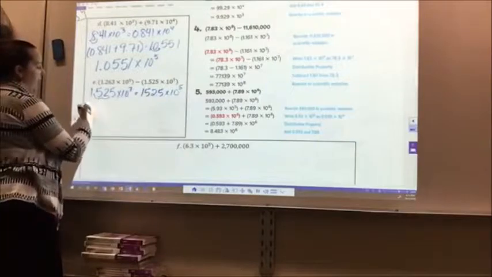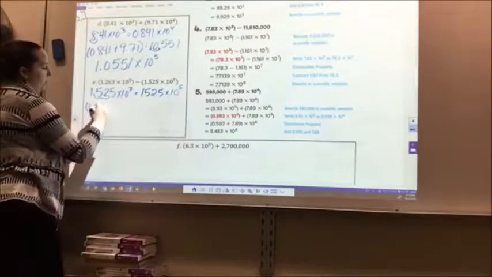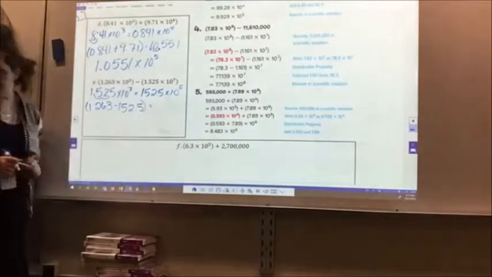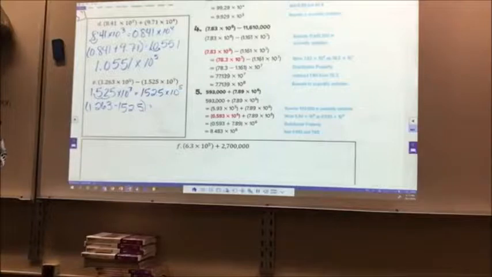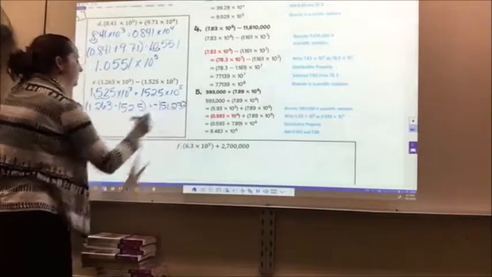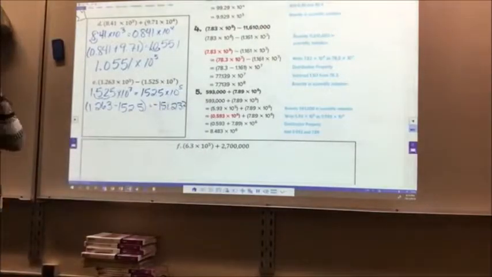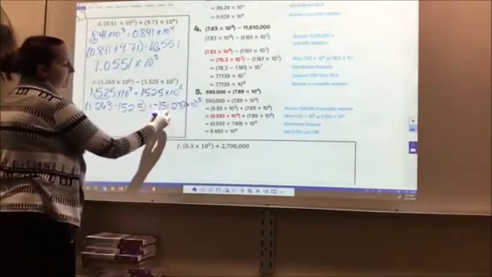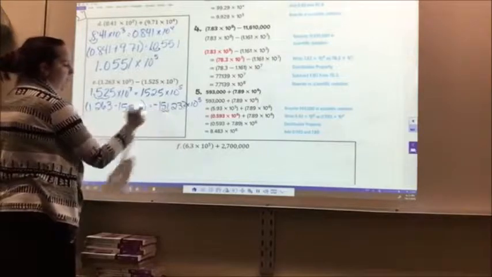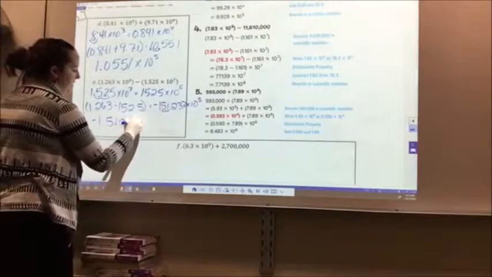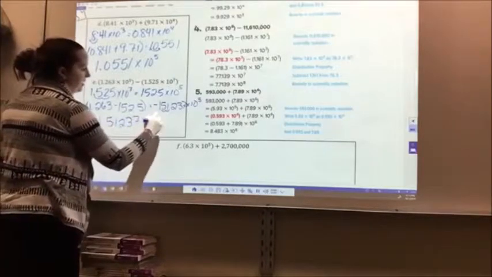Now I can subtract. Make sure you do it in order. 1.263 minus 152.5. And that will give me negative 151.237 times 10 to the 5th. Okay. I need to change it back to scientific notation, so I move my decimal 2 spots. So this gives me negative 1.51237 times 10 to the 7th power.